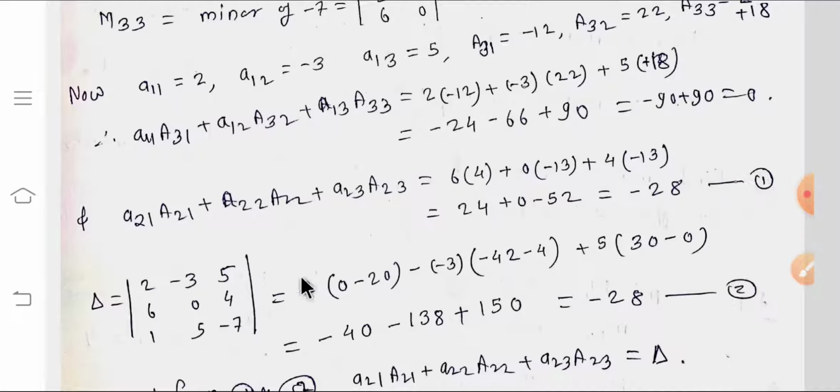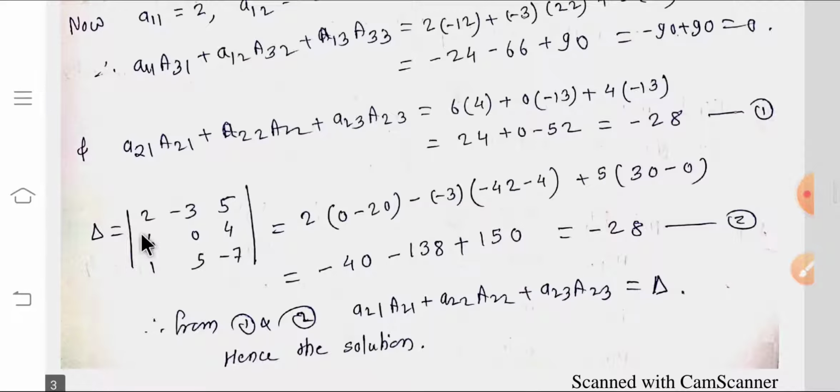Consider equation 1, where the determinant value is found by expanding the determinant. We get 2 into bracket 0 minus 20, minus of minus 3 into bracket minus 42 minus 4, plus 5 into bracket 30 minus 0, that is equal to minus 40 minus 138 plus 150. Expanding this determinant along the first row, we get the value minus 28.